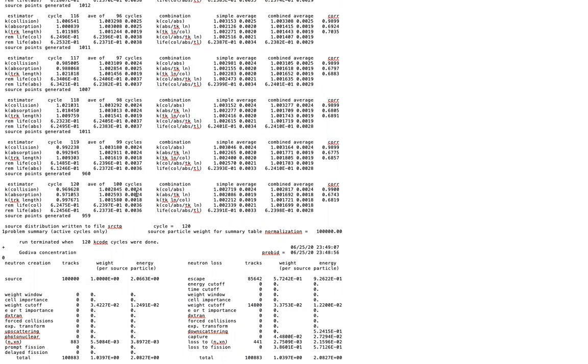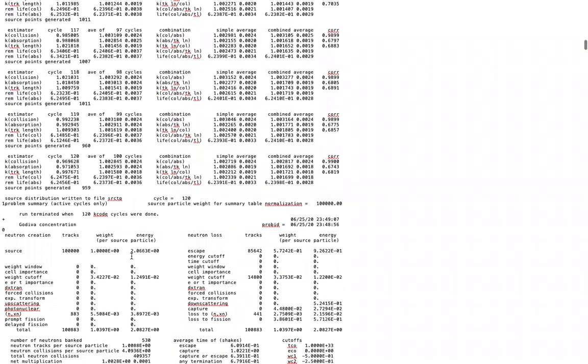This is the relative standard error. Now these are the combinations of simple averages, and they look very good. So it's about 1. The answer is 1. Right? Okay. So the first source distribution is written here. I can do a continue run simulation, but no need to.